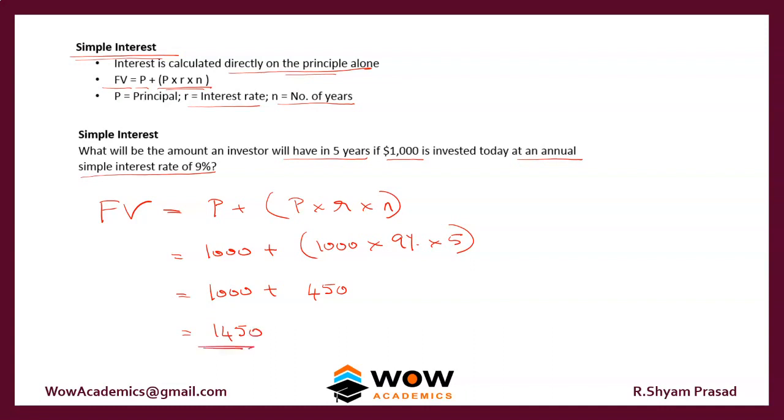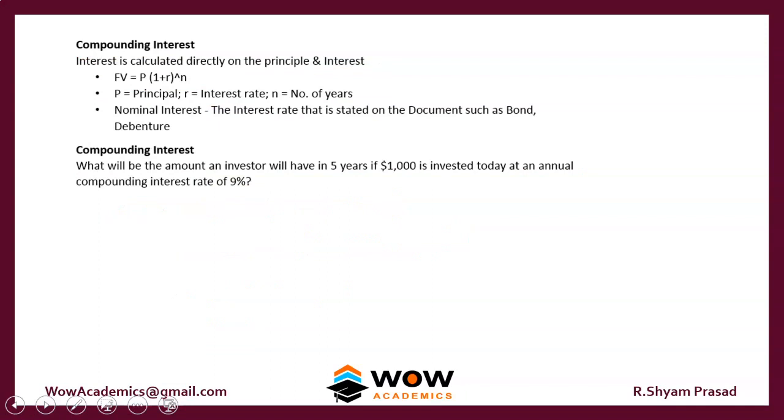So this is about the simple interest, where the interest is simply added on the principal directly, and for any number of years it's just kept on multiplied. So that is the simple interest. We'll move on to the compounding. In compounding we'll use the same question. What will be the amount an investor will have in 5 years if 1000 is invested today at an annual compounding interest of 9%? We'll have the same numbers, but we'll see how compounding works.